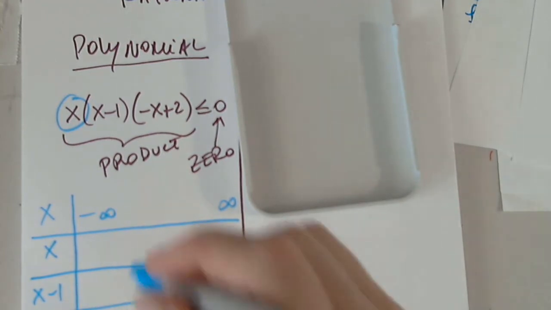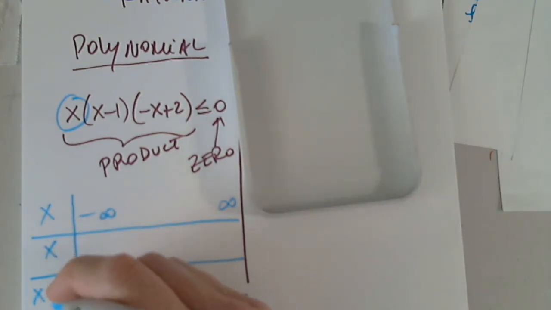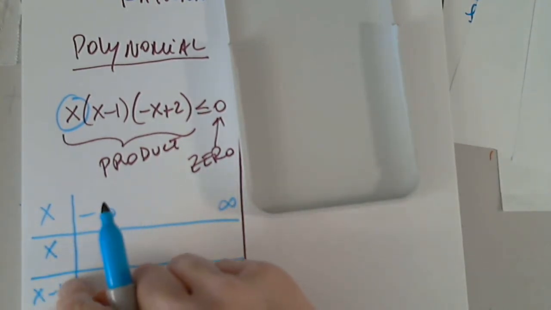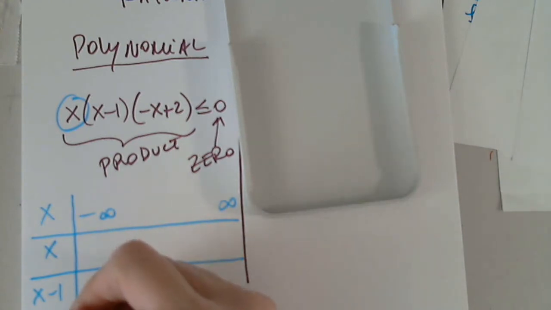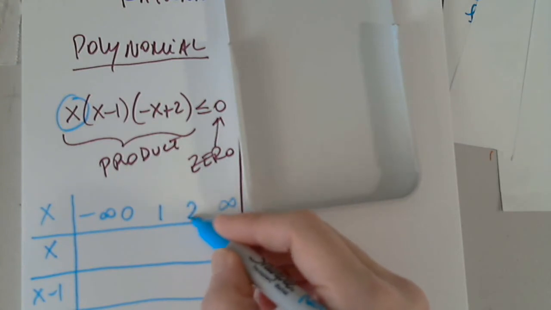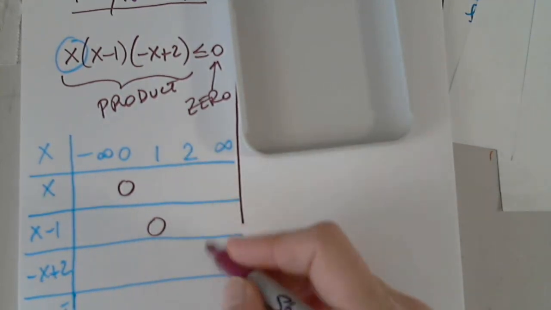Okay. So up here, I need 1 number for each, wherever each and every one is 0. Well, obviously, I know that this is 0 at 0. I know that this is 0 at 1. And I know that this is 0 at 2. These are my numbers in the correct ascending order. Then I'm going to write 0 under those numbers correspondingly. 0 for the first one. 0 under 1 for this one, where it is 0. And 0 under this, where it is 0.